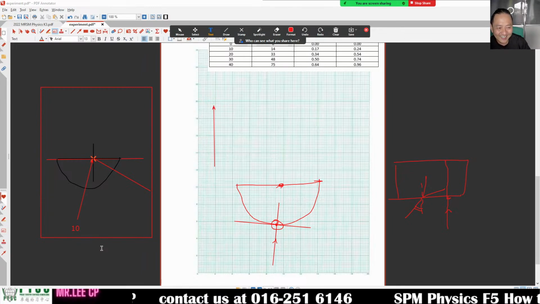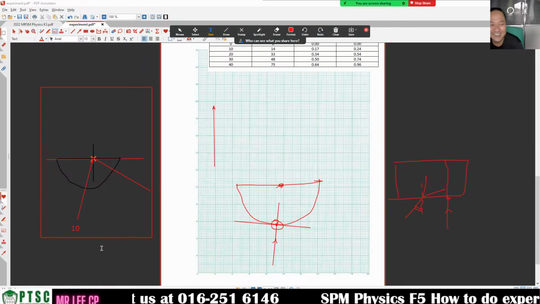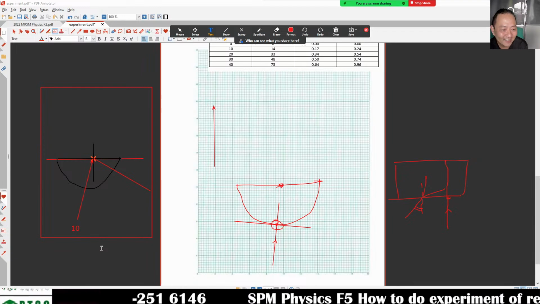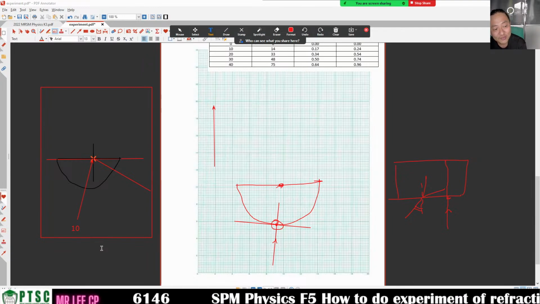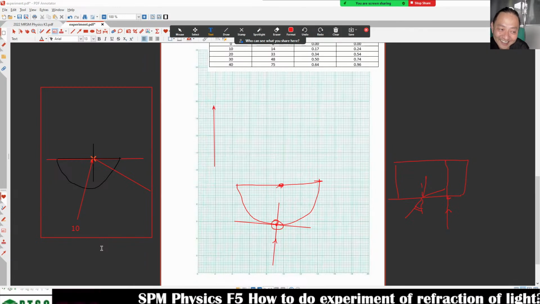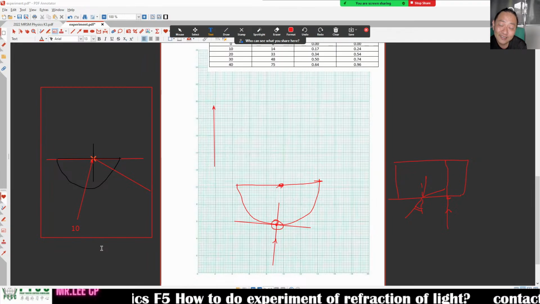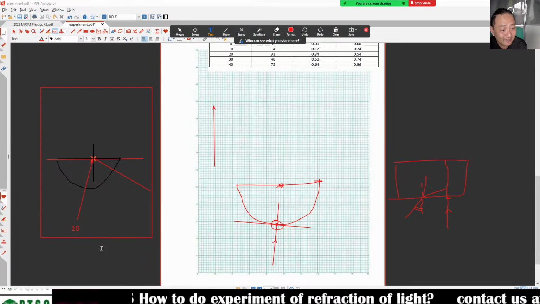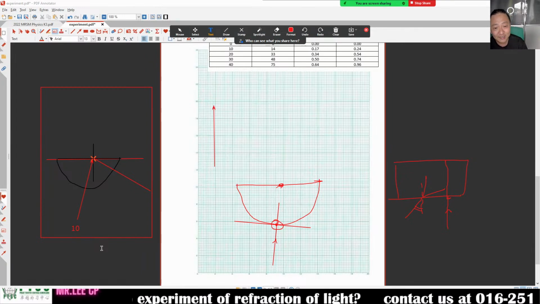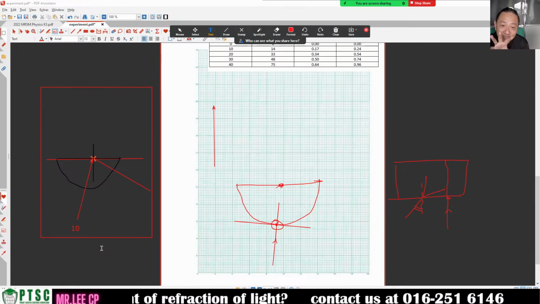First value, we put 1, and then 1, 2, 3, 4, 5. Then for the second value you put 15, and then 15, 30, and then 45, and then more than the critical angle. More than the critical angle, the whole thing fails. That's why this experiment is harder to do.